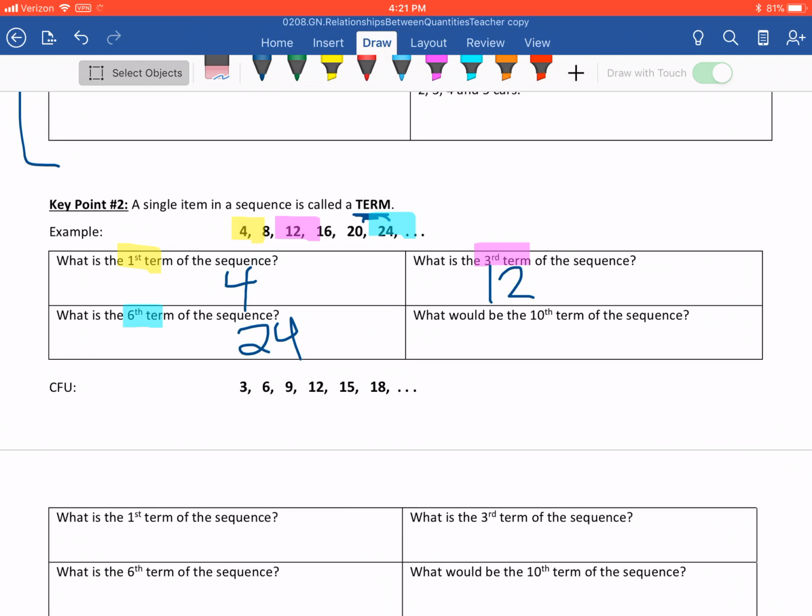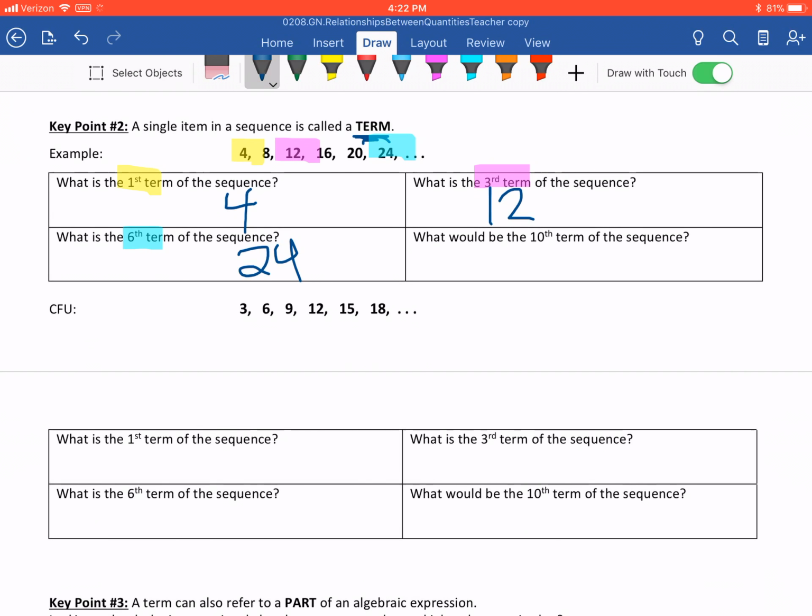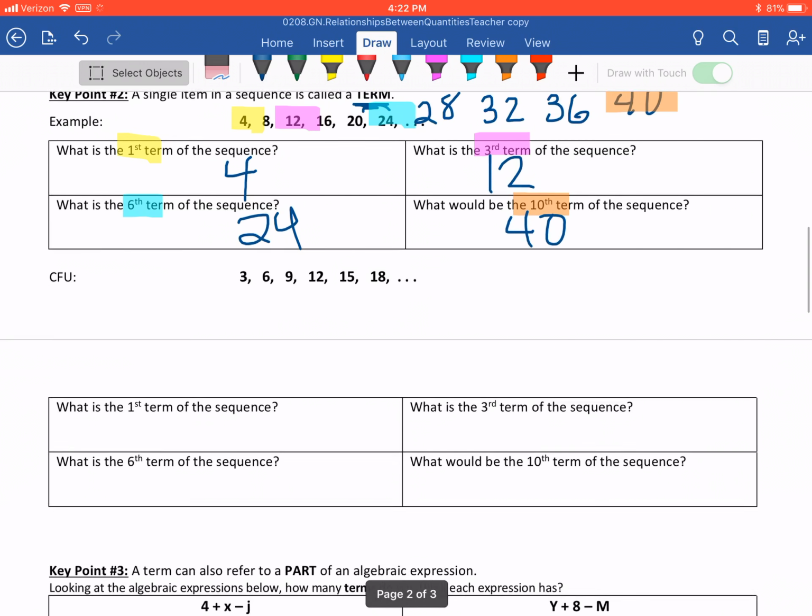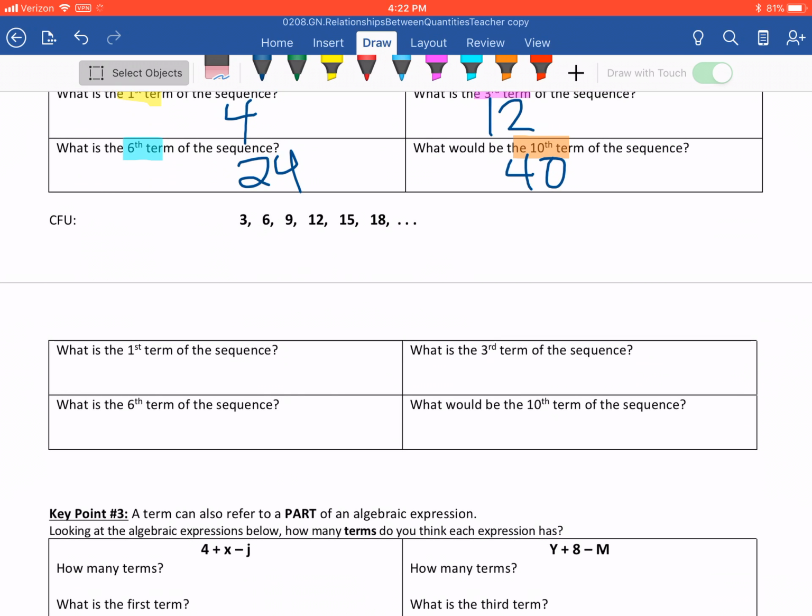And then it says, what would be the 10th term? Since I don't actually have the 10th term, I can just keep going. It looks like each time it's going up by 4, so 24, 28, 32, 36, 40. So my 10th term would be 40. There is a check for understanding here. I want you to go ahead and pause the video, and whenever you're ready to check those 4 problems, unpause the video, and we will go over them.